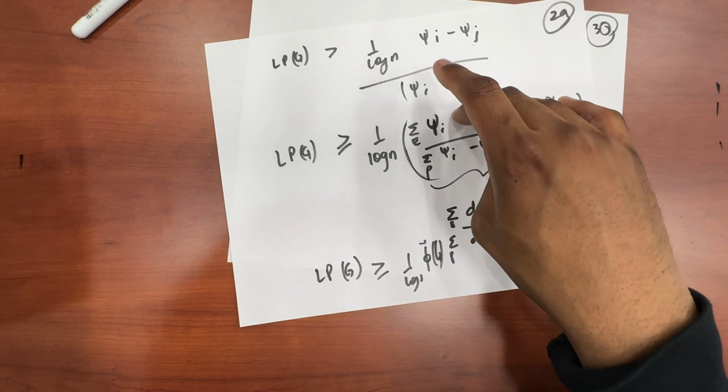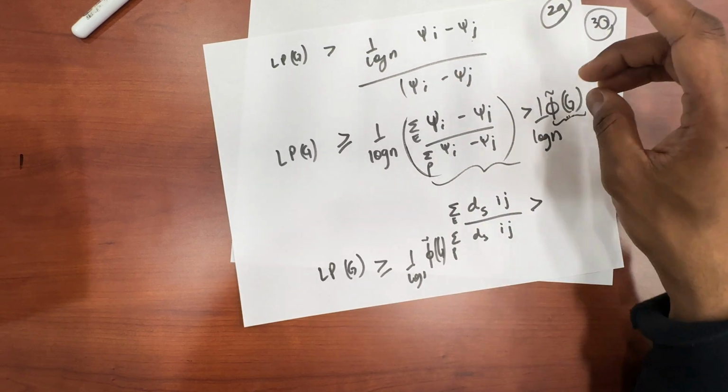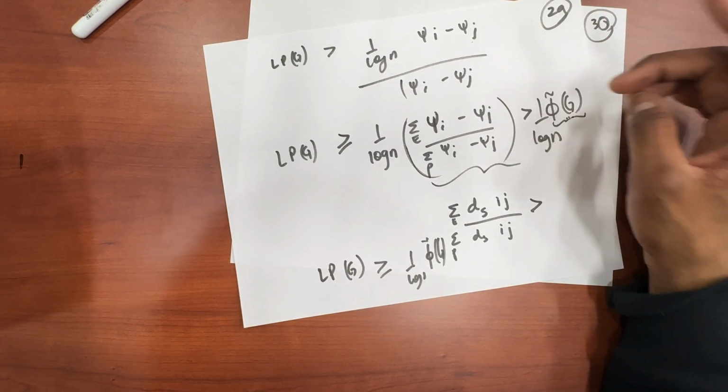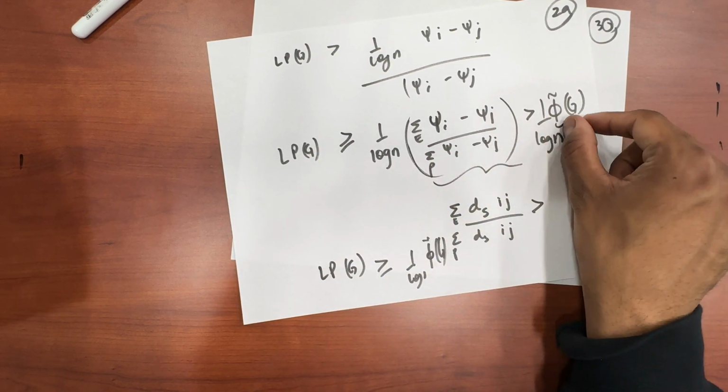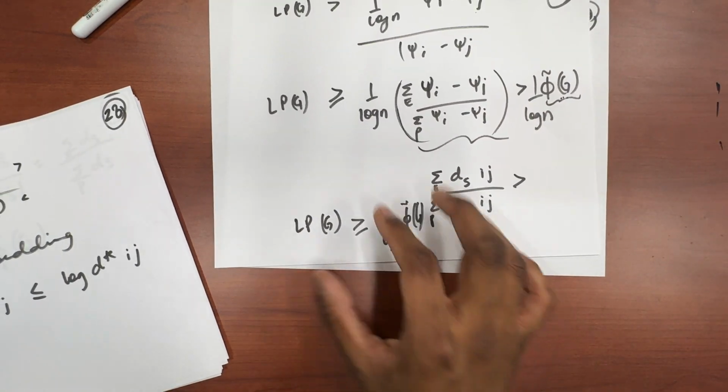But this psi is an L1 metric, and this has to be always greater than the minimum over all L1 metrics, which is indeed phi tilde G. So LP is greater than 1 over log n phi tilde G. That's cool. That's cool.